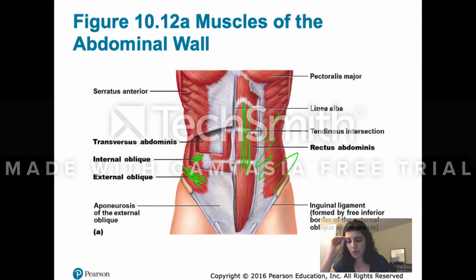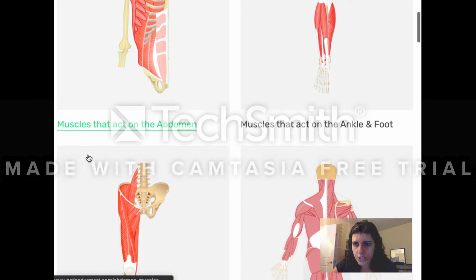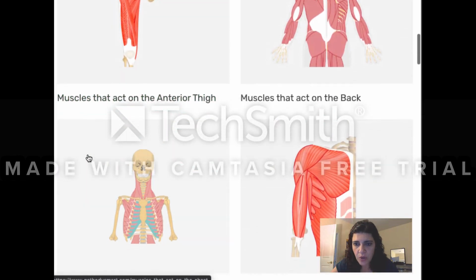The rectus abdominis is also important for flexion of the vertebral column. So what is flexion? This is your column. You're doing this, right? Let's see if our little toy here will work for the vertebral column.